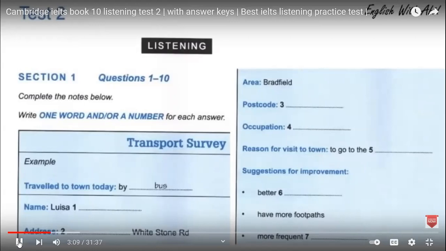Great. Thanks. And can I have your address? It's 19 Whitestone Road. Oh, right. I know that area. It's Bradfield, isn't it? That's right.